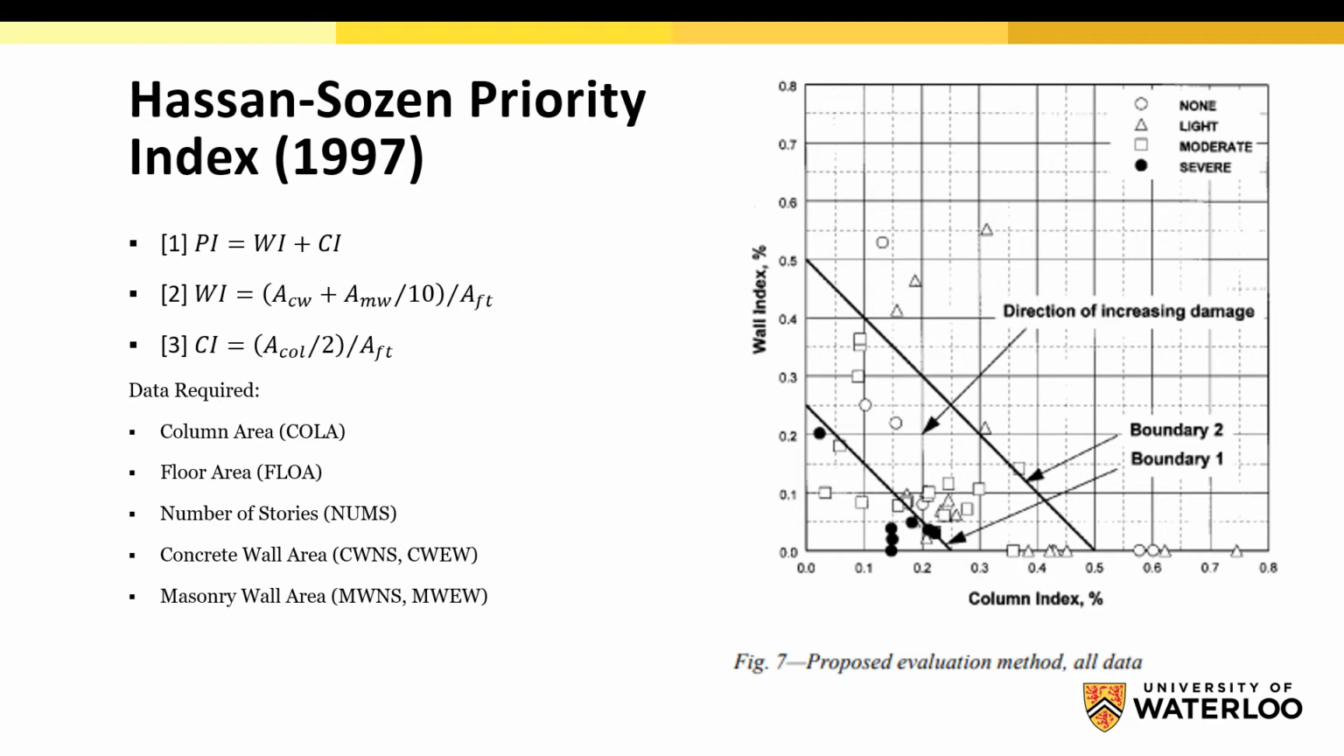In total, they require the inspector to collect 7 structural parameters, which can be done via structural drawings if they are available. On the right-hand side is a plot of the Hassan Chosen PI index in the original paper. The boundary lines are determined by the engineer for a specific region to best separate the damage classification space.